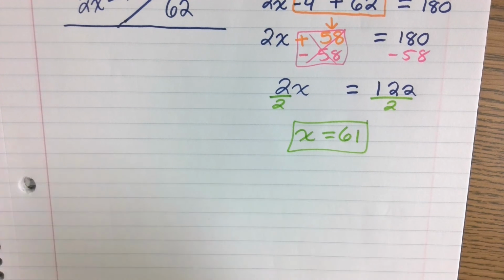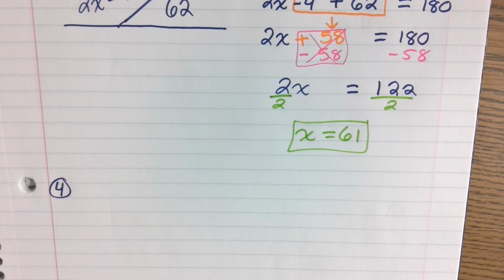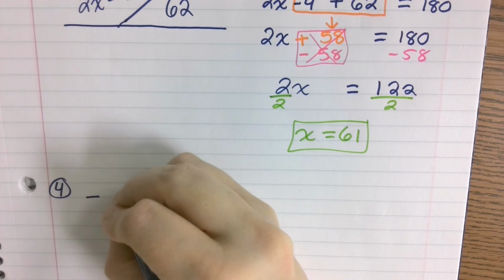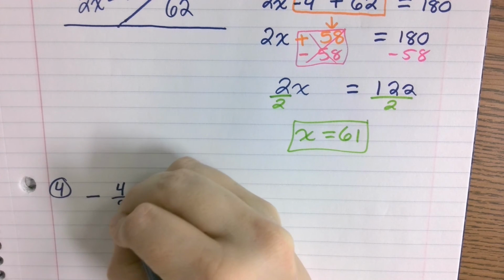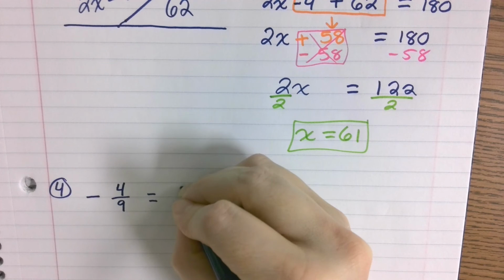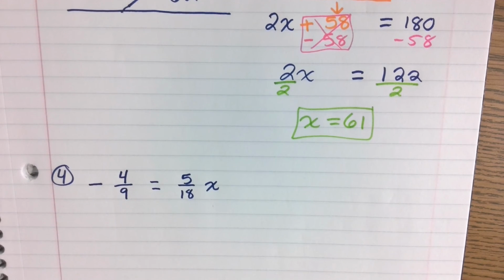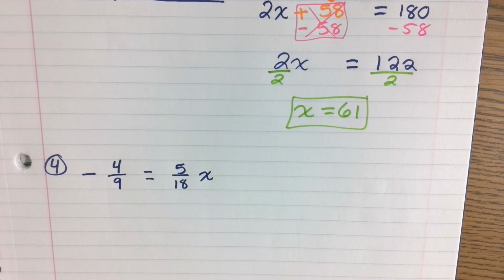Okay, and the last example is a one-step equation that we've done so many times, but you guys still seem to mess up on it. So let's go over a practice problem like it. We have negative 4/9 is equal to 5 over 18x.